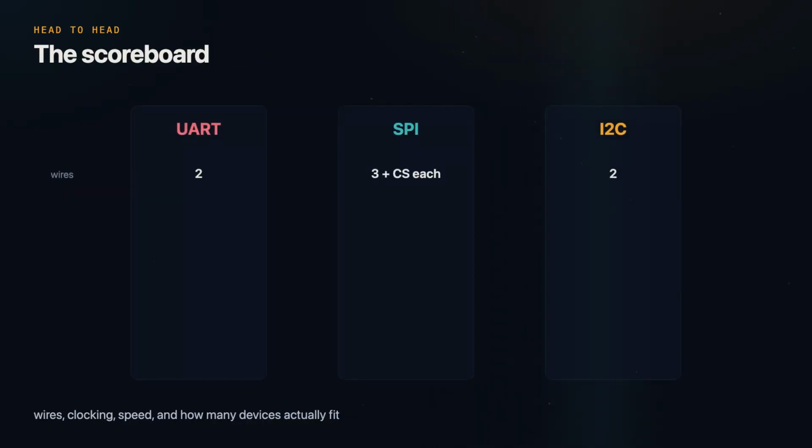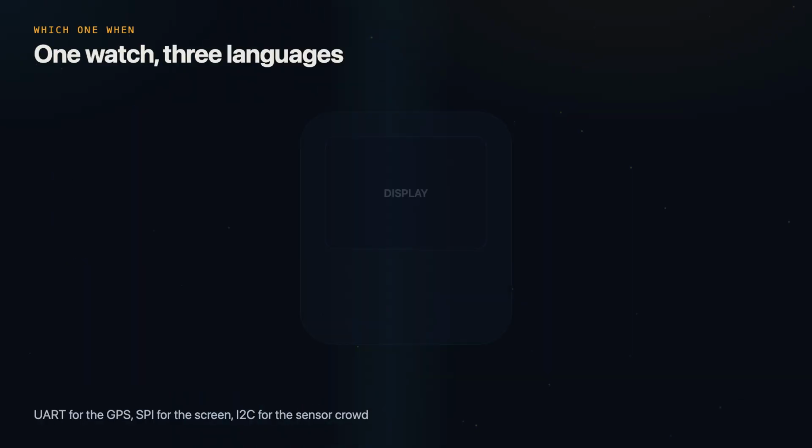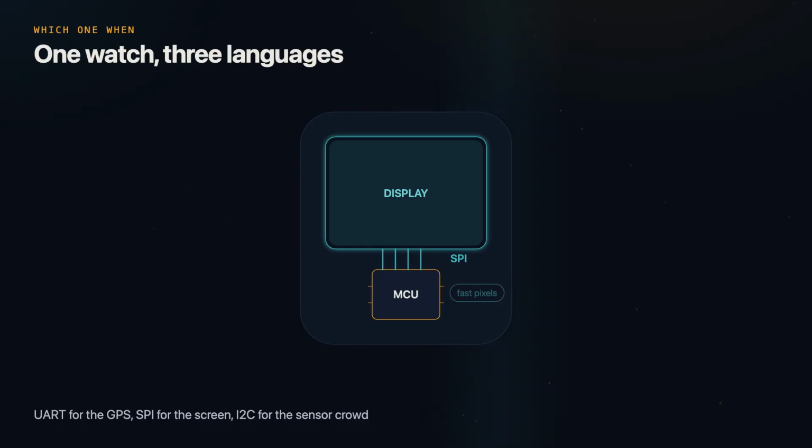So here is the scoreboard. UART, 2 wires, no clock, everything rides on a shared stopwatch, and only 2 devices. SPI, fastest by far, talking both directions at once, but a select pin for every single device. I2C, 2 shared wires, over 100 devices, a few megabits at best, one direction at a time. Nobody wins. They are 3 different trades between speed, pins, and simplicity. Which is why real devices use all 3 at once.